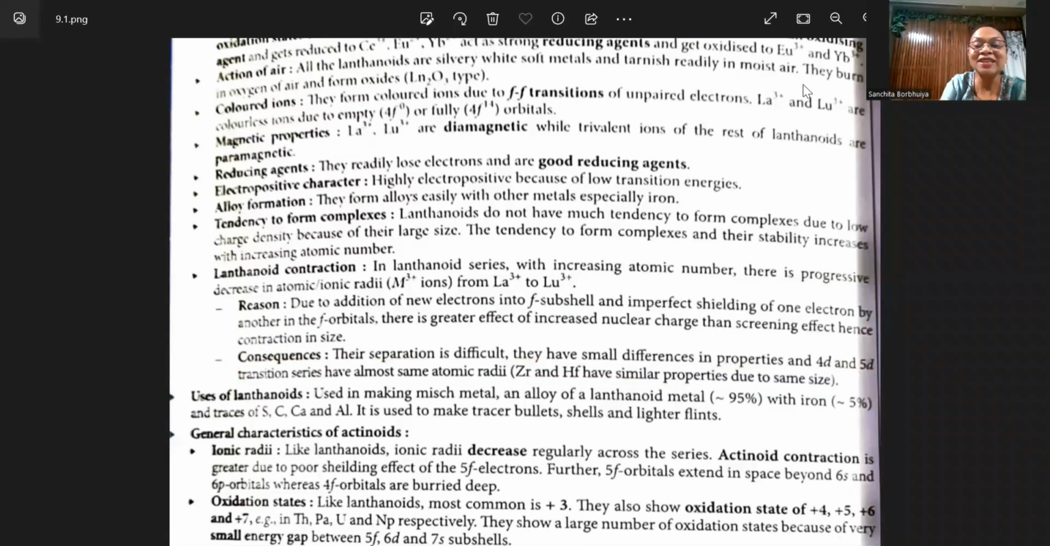The uses of lanthanoids is to prepare misch metal, which is an alloy of any of the lanthanoids, 95% any lanthanoid metal, 5% iron, and traces of S, C, Ca, Al. So that is present in traces, and it is used to make tracer bullets, shells, and lighter flint.